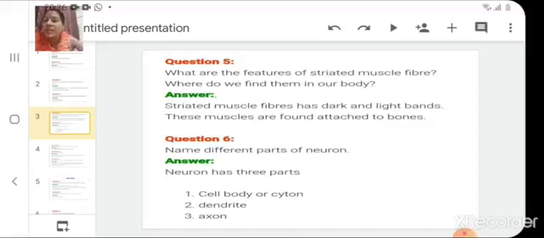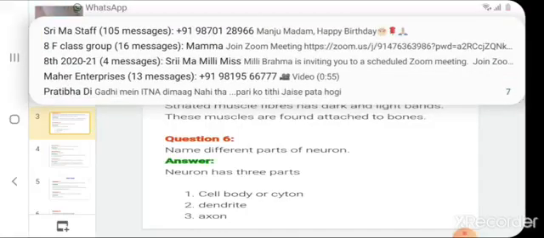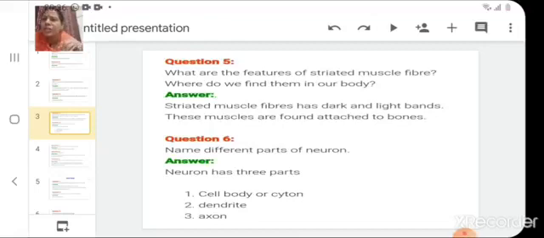So neuron has basically three parts. The main upper part, which has a star-like structure, is known as cell body or cyton, and then it has a long projection coming out of it, which is called axon. At the end part of cyton, there are some branch-like, brush-like structures, that are called dendrites. So there are three main parts in a neuron, that is cyton or cell body, dendrites and axon.